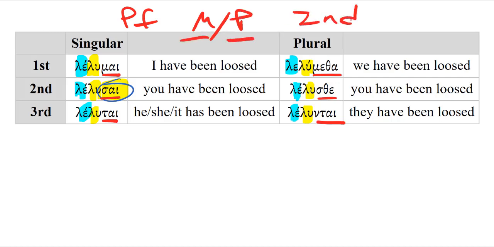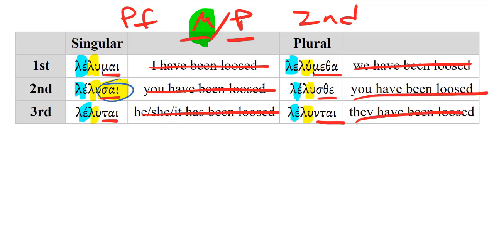The translation given here is just the passive. I have been loosed, you have been loosed, he has been loosed, we have been loosed, y'all have been loosed, they have been loosed. But this could also be rendered as a middle, right? It could also be rendered as a middle. Let me do that. I have loosed for myself, you have loosed for yourself, he has loosed for himself, we have loosed for ourselves, y'all have loosed for yourselves, they have loosed for themselves.